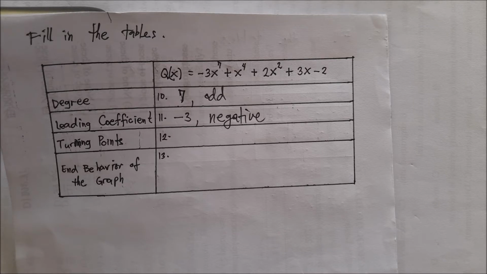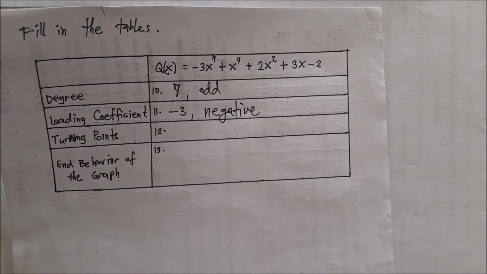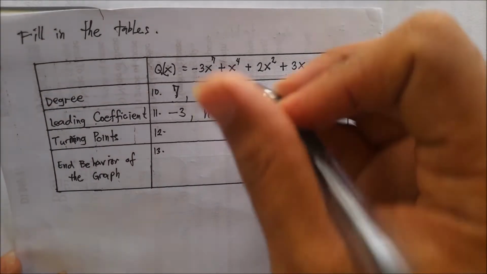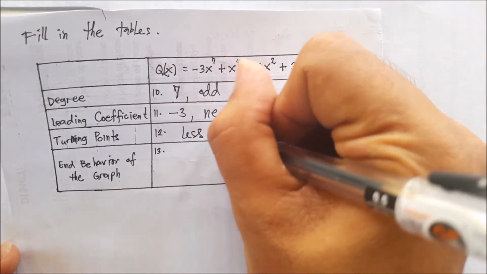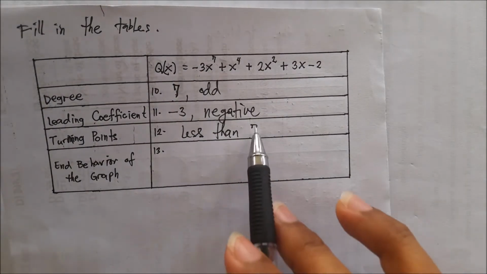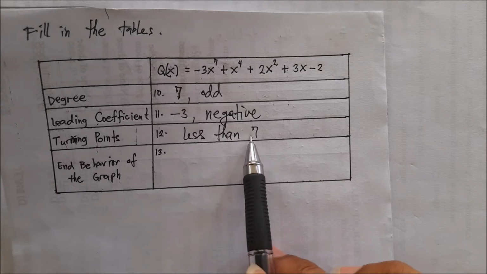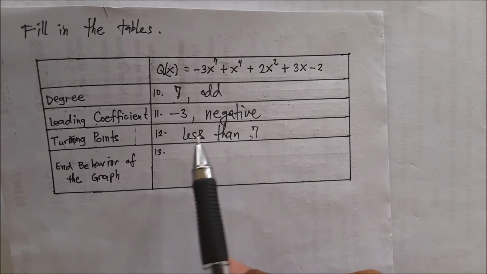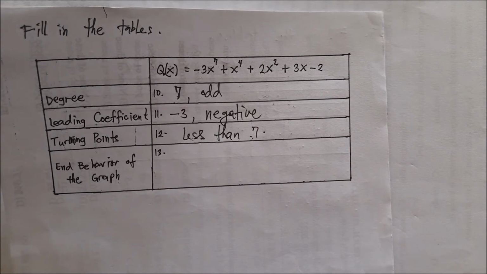Then the turning points. As I said, you can determine the turning points from the highest degree. The highest degree is 7. You can estimate it as less than 7. When you say less than 7, it means the number of turning points is not 7. I write less than 7, meaning the estimated turning points can be 6, 5.